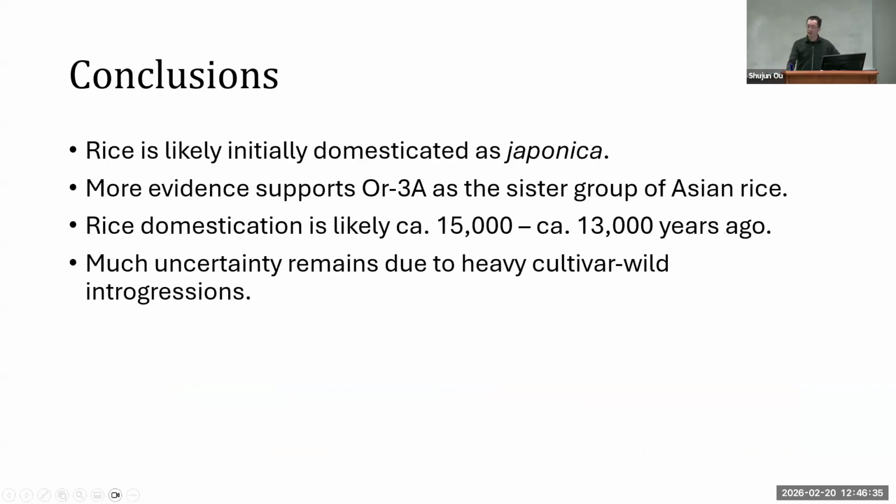So the conclusion is that rice is likely initially domesticated as Japonica, likely, I don't have high confidence, with all the caveats of only SNPs and remapping, and more evidence supports OF3A as the sister group of Asian rice. And rice domestication is likely around 15,000 to 13,000 years ago, with the correction of generation time. Much uncertainty remains due to the heavy cultivar white rice introgressions and also the use of short read sequencing data.